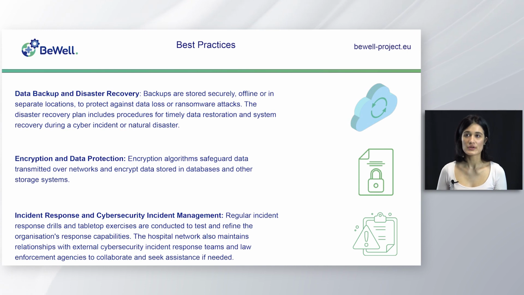5. Encryption and data protection. Sensitive patient data, both in transit and at rest, is protected through encryption. The hospital network uses strong encryption algorithms to safeguard data transmitted over networks and encrypts data stored in databases and other storage systems.